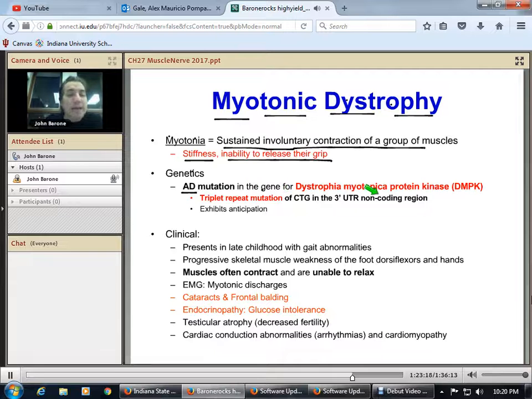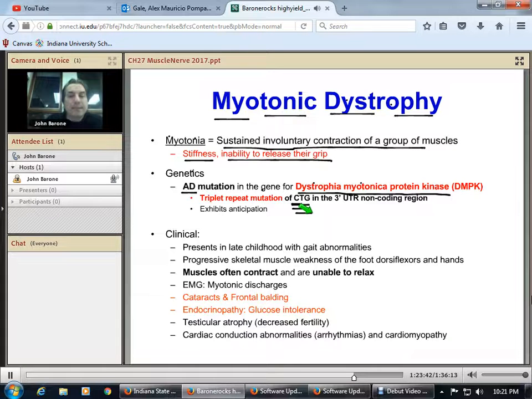Now, the genetics, this is autosomal dominant, so you'll give it to half your kids. And the gene is dystrophia myotonica protein kinase. I love it. A fancy way to say myotonic dystrophy. Cool. Now, why is the board going to ask about this gene? Because it's a triplet repeat. Anytime there's a triplet repeat, they love it.